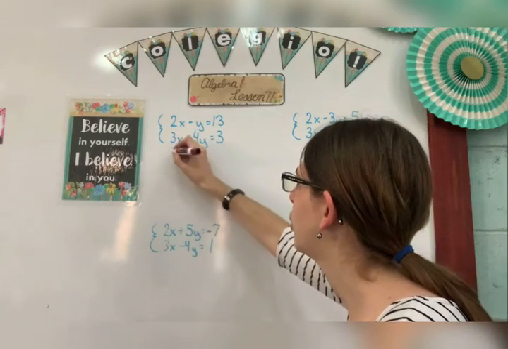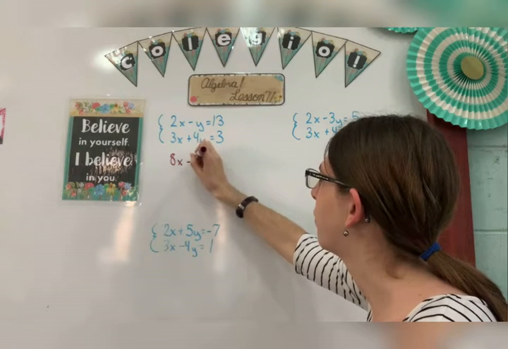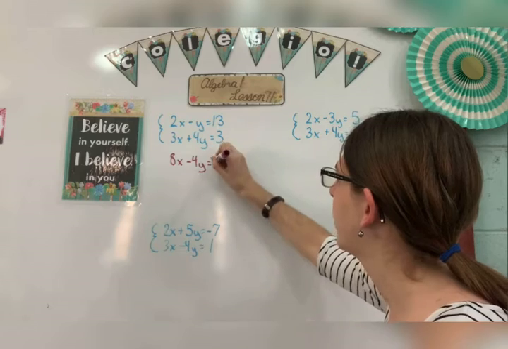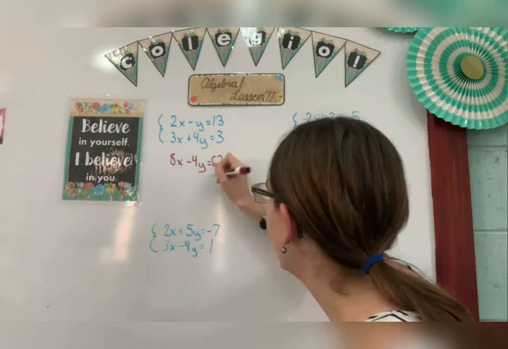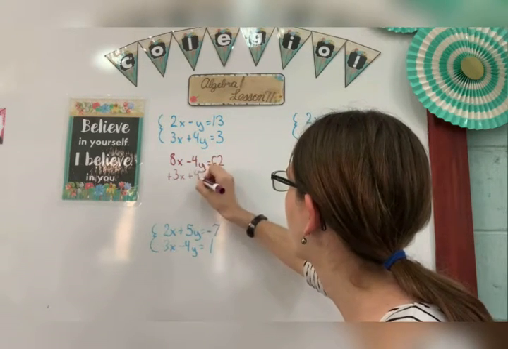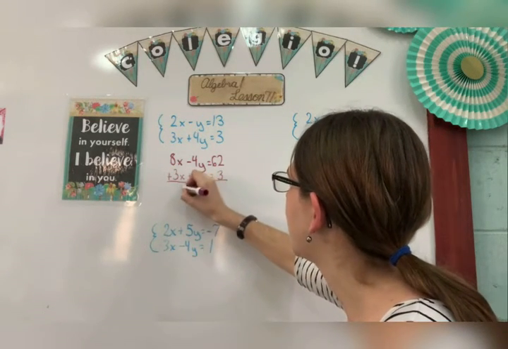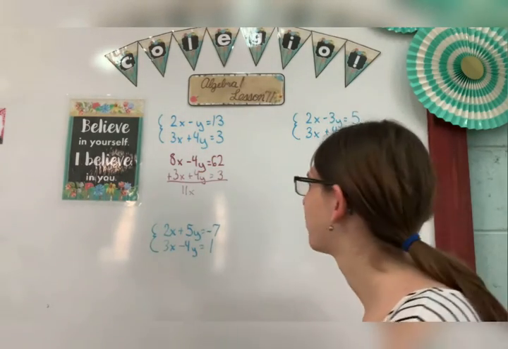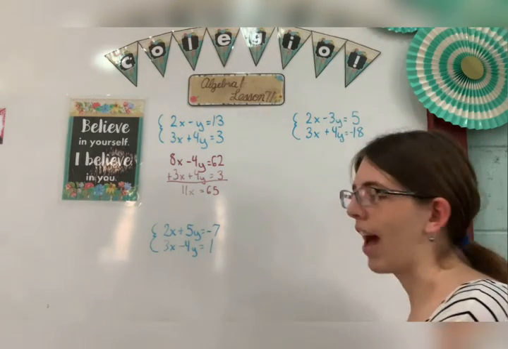So 4 times 2x becomes 8x. 4 times negative y is negative 4y. 4 times 13 is, let's see, 62. Let me rewrite that so it's a little neater. Okay, now I'm going to add that to 3x plus 4y equals 3. Gives me 11x. The 4y's cancel. And 62 plus 3 is 65.